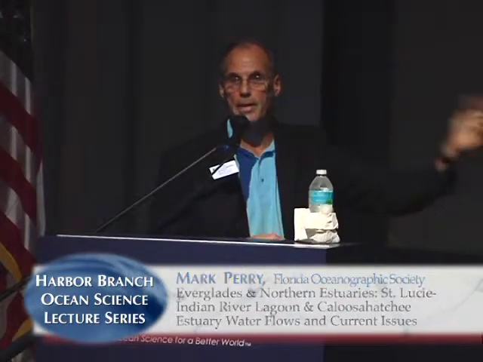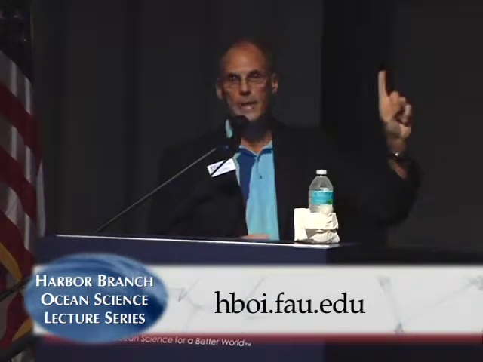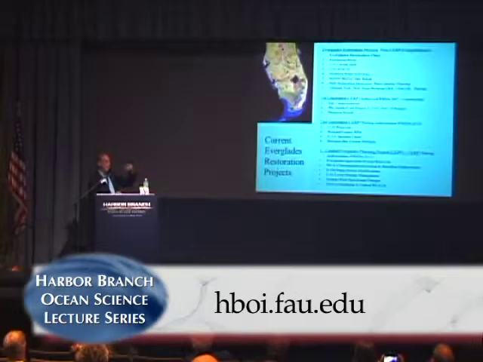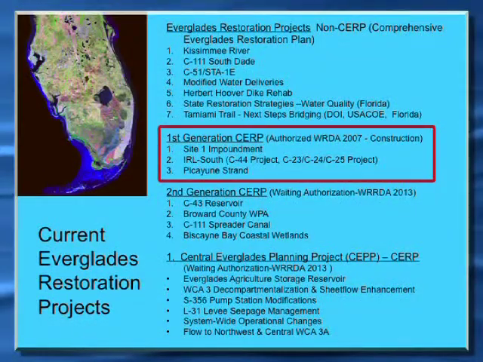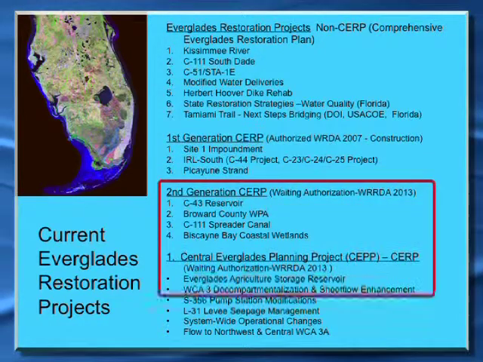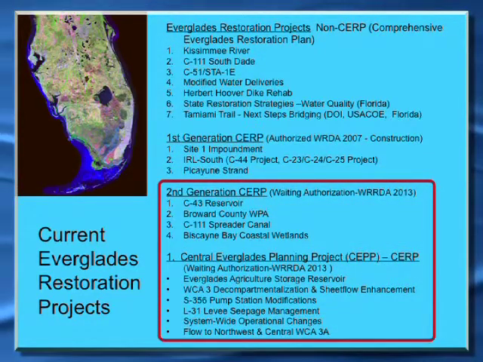Just remember two processes here. The Corps has to go through feasibility studies and analysis to get these projects authorized through a Water Resource Development Act. That's the authorization. And then once they're authorized, they have to go back to Congress and get them appropriated for funding. So they have that two-phase process. The ones initially, these are already authorized, but they're waiting for their next contract for funding. These are not authorized, and they're waiting for their authorization before they can go to the appropriation.